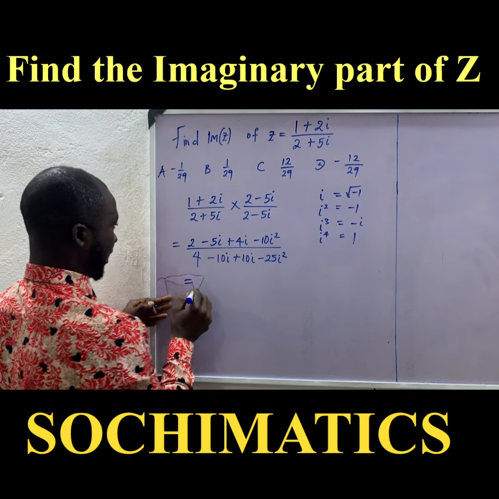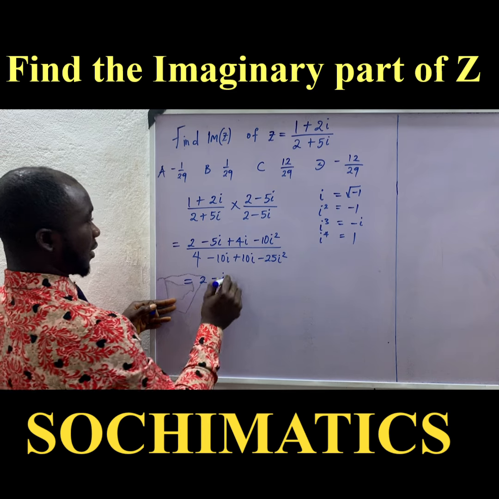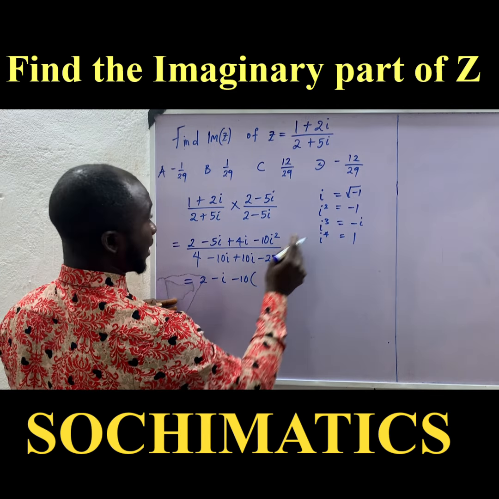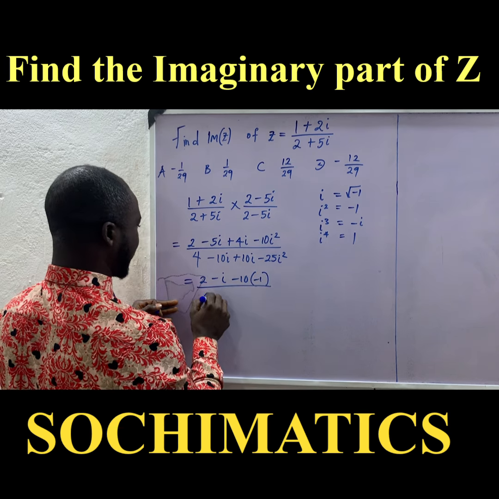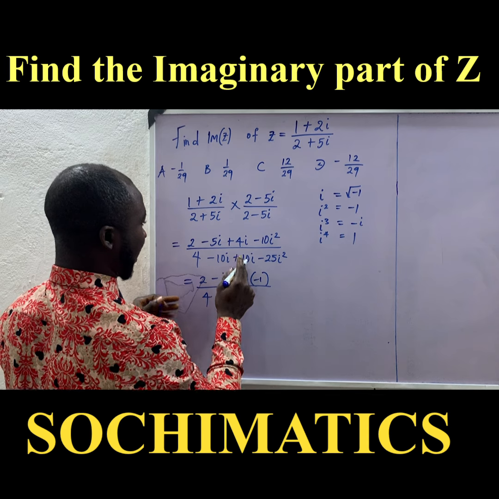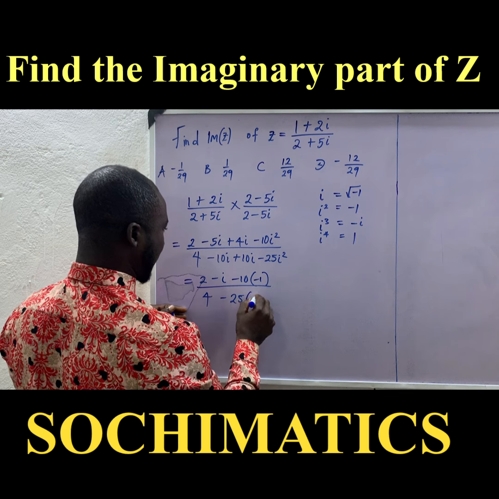Now, this is exactly 2 minus i, then minus 10 i squared, where i squared is minus 1, divided by 4, then minus 10i plus 10i is 0. Then minus 25 i squared, where i squared here is minus 1.